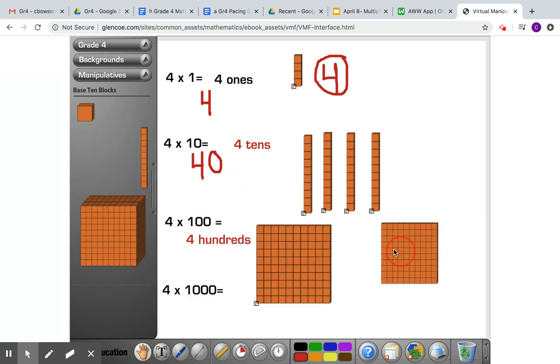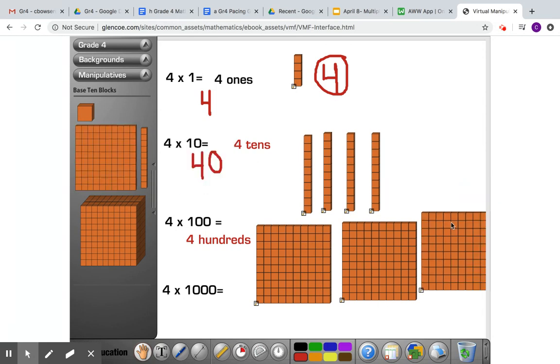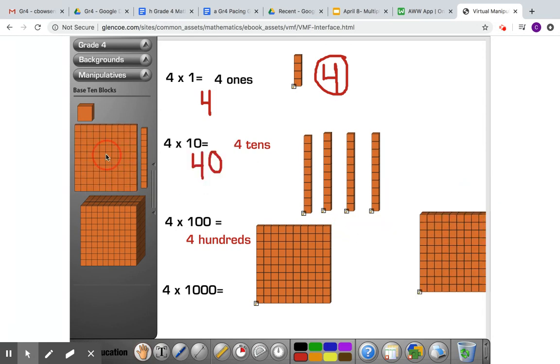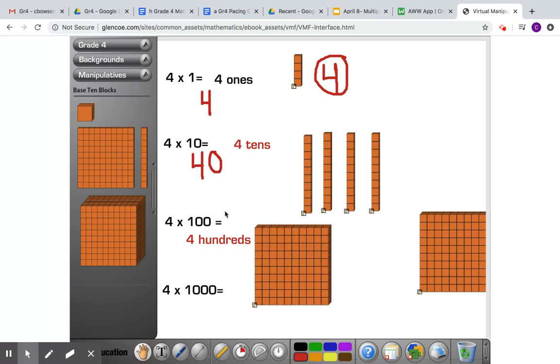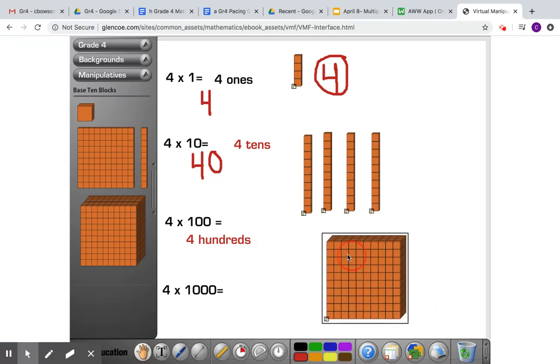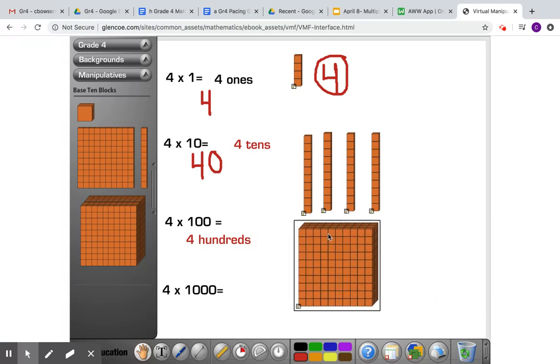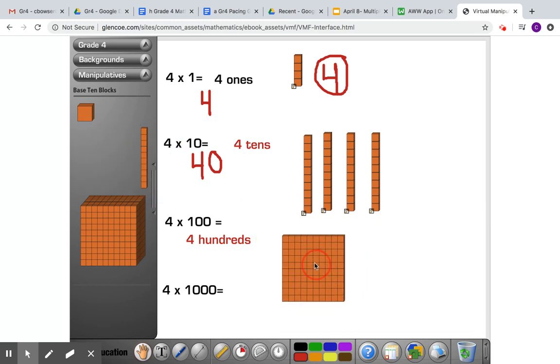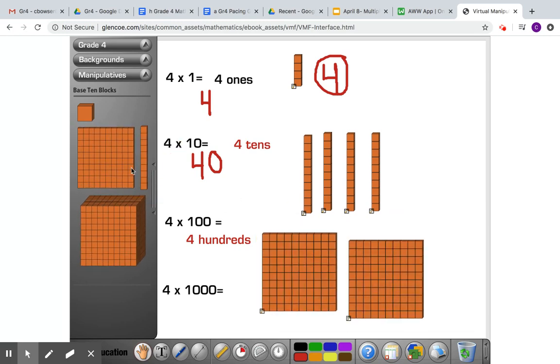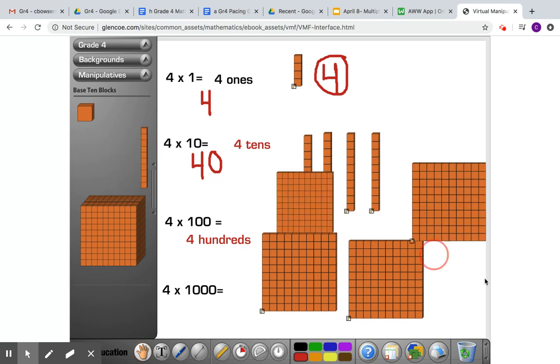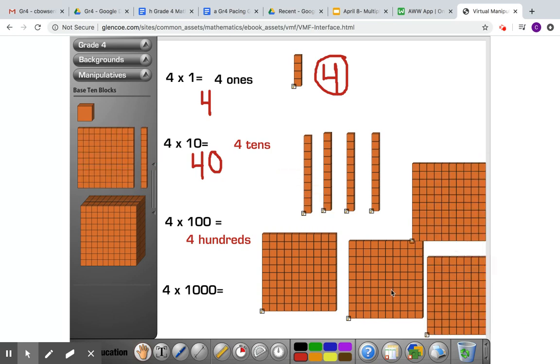1, 2, 3. I stacked them together, 4. But this is 4 hundreds. They're stacked together. You can kind of see them at the top. I'm going to just drag them out one more time so you can see each one. 2, 3, then 4. So 1, 2, 3, 4. 4 times 100 is 4 hundreds, or 100, 200, 300, 400. So our final answer is 400.